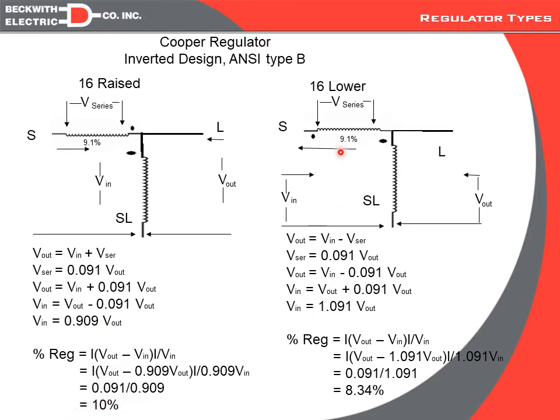But on the lower side, if we look, we'll notice that we only get 8 3/4% regulation. So what that means is, on the raise side for a Cooper, we're still going to get 3/4 of a volt per tap. But on the lower side, we're going to get slightly less than 3/4 of a volt per tap. And therefore, if we want to calculate the voltage correctly on the lower side in reverse power mode, we need to take that into account.